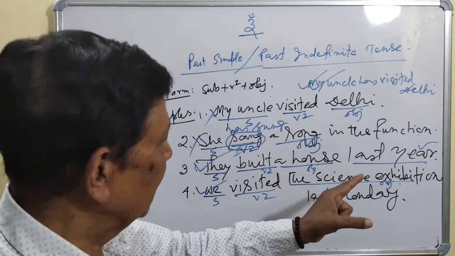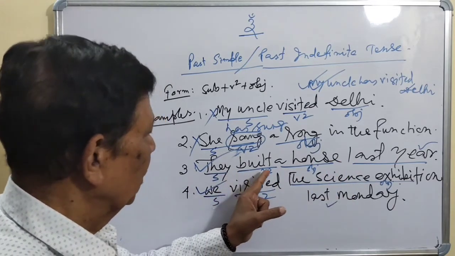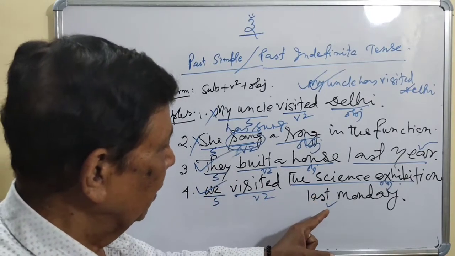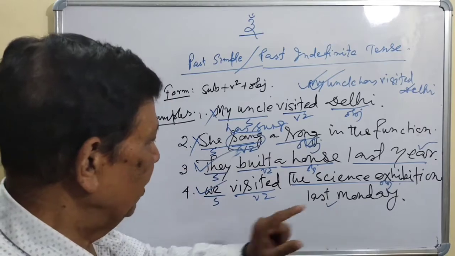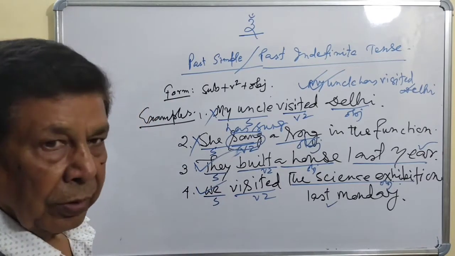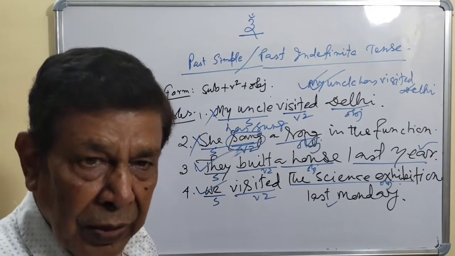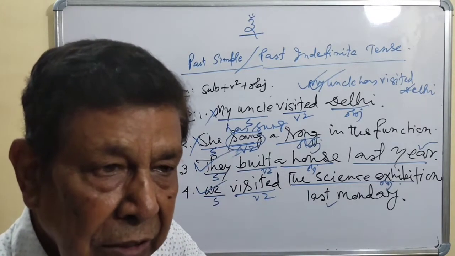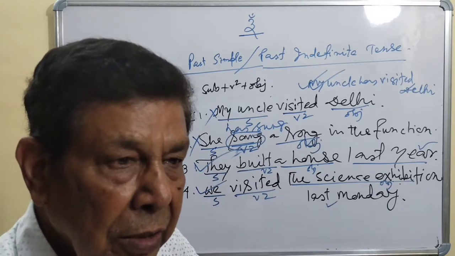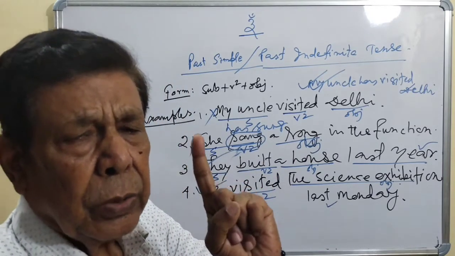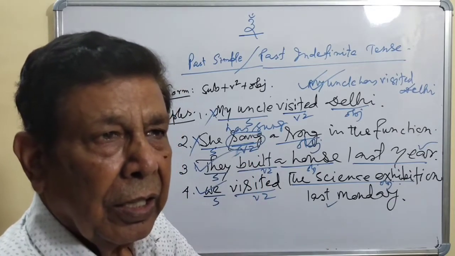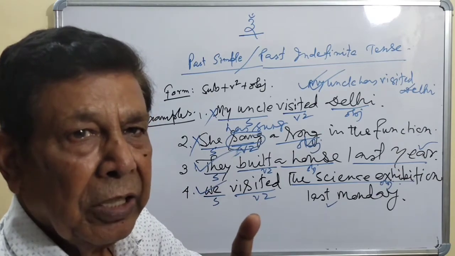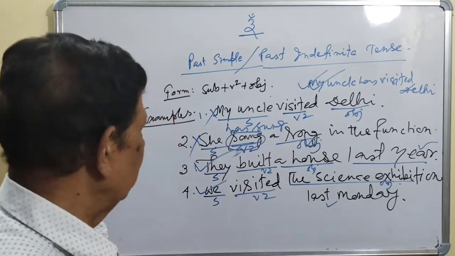But they built a house last year. Time is mentioned, so here it is built, simple past tense. We visited the science exhibition last Monday. Time is mentioned, last Monday, V2. I think you have been able to understand. So remember, where time of the action is mentioned, use simple past tense. No time is mentioned, present perfect. This rule you must remember, and I can give you the guarantee that you will be 100% successful in making use of this simple past tense and present perfect tense.